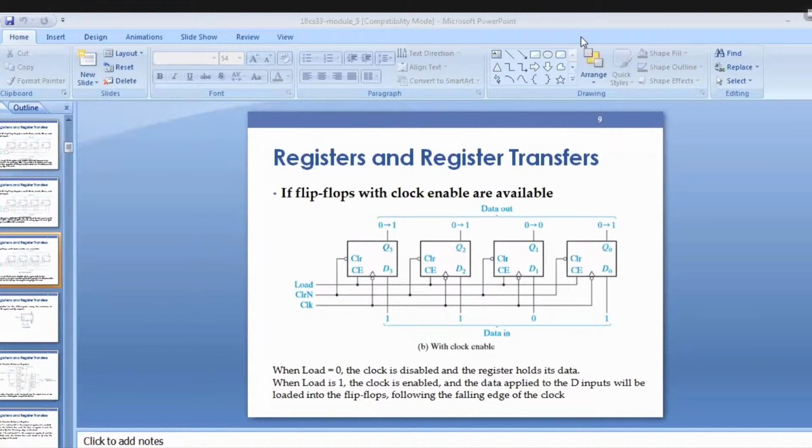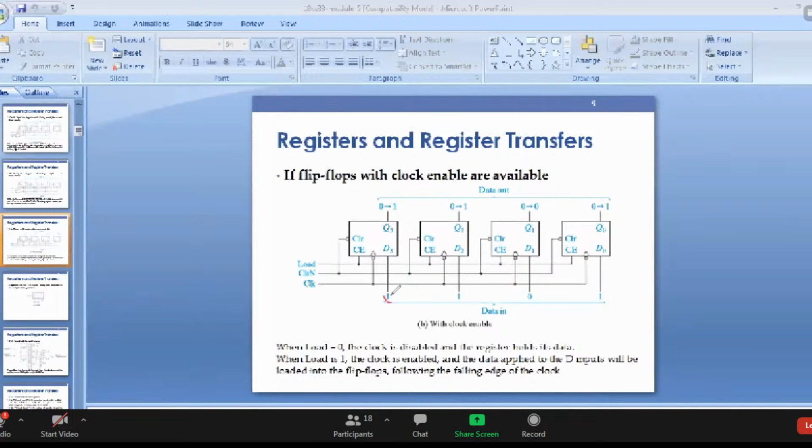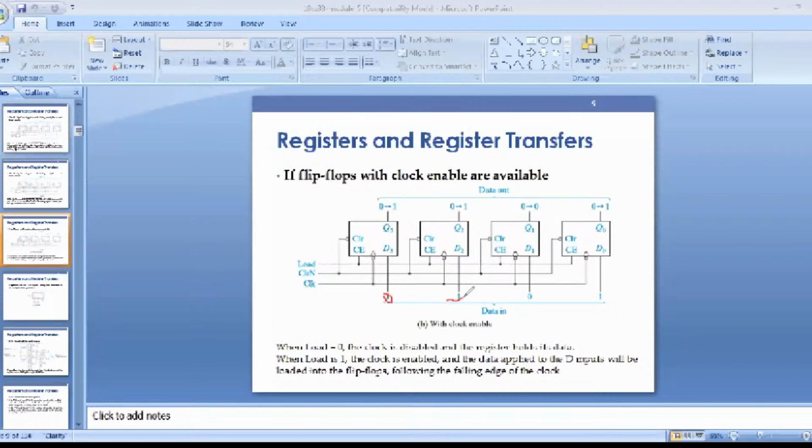For example, take this D flip-flop. These are the data. This is my first data, this is my second data, this is my third data, this is my fourth data. This data I have to load into the D flip-flop, that is, it will take the input one. This is also input, and this is also input.